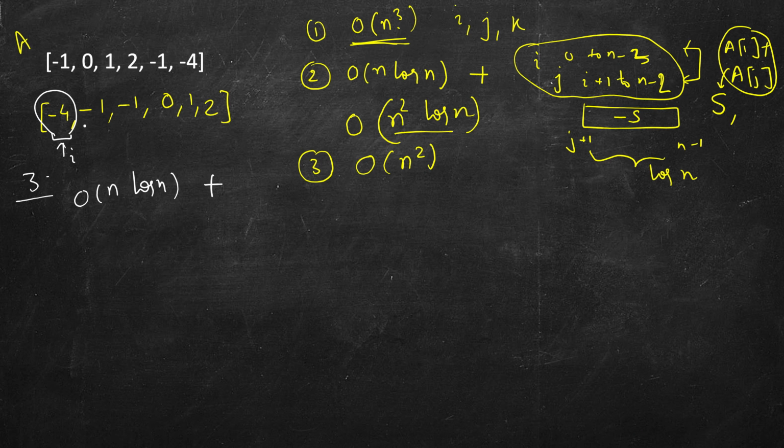So what is our task? To find 4 in this part: 2 numbers which sum to 4. So these sum to 4 and this is -4, so overall we will get 0. So this 3 sum problem reduces to 2 sum. And if the array is sorted, 2 sum can be done in order n time.